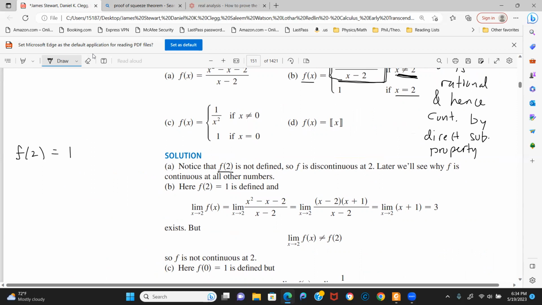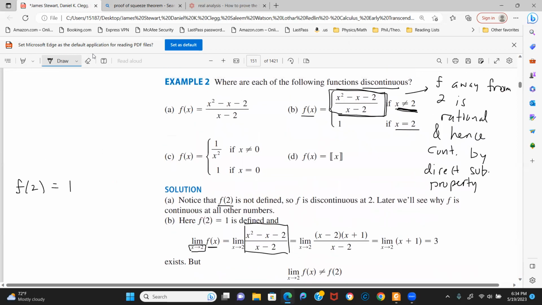But now we can compute this limit as x approaches 2. Remember, in limits, x is not going to be equal to 2. It's going to be close to 2, but not equal to 2. So when we evaluate the limit, the function is equal to the rational function, because we're not considering x equal to 2. When x is not equal to 2, it's equal to this rational function.